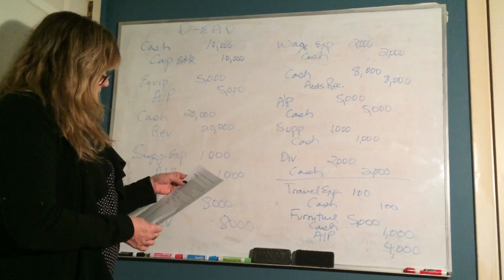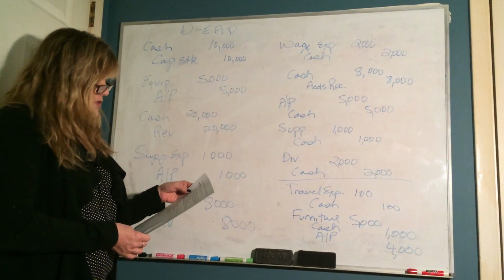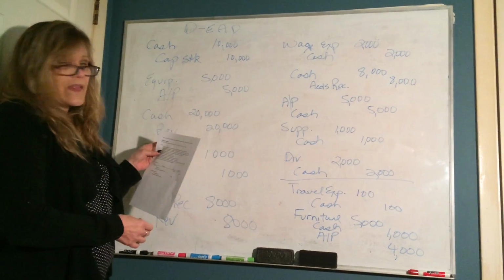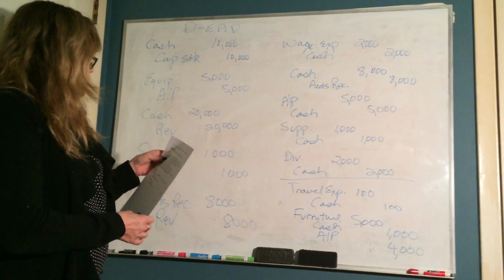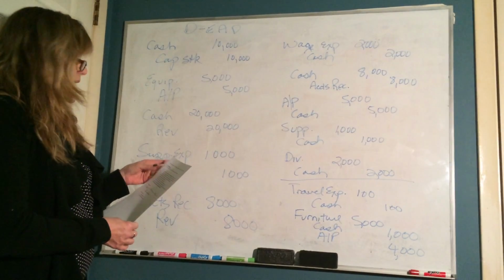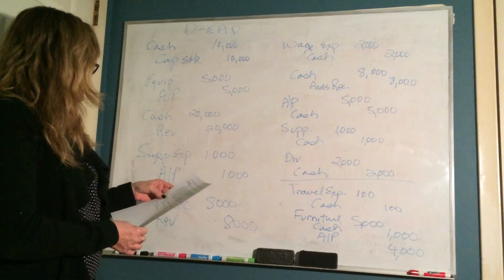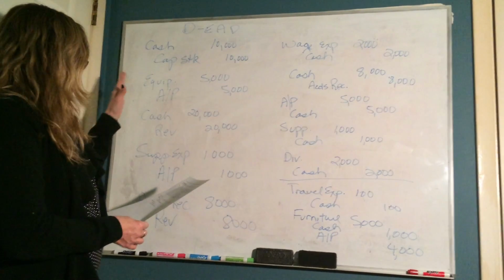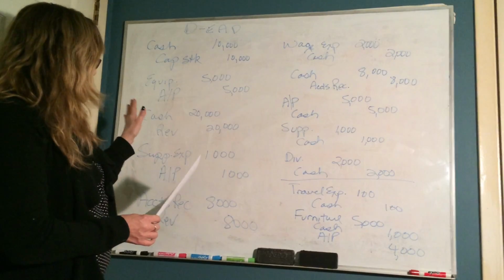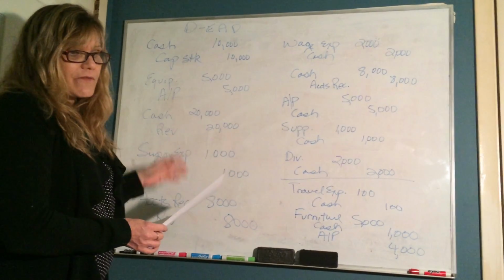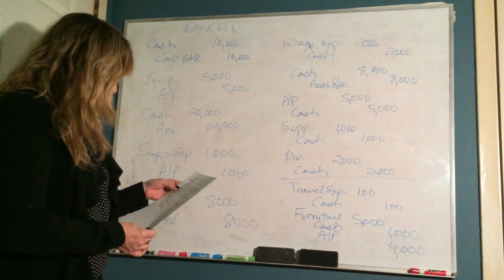Next one is received $20,000 from customers for services rendered. $20,000 cash increases with a debit. Revenues $20,000. That's an equity account. It's increasing with the credit. If you notice, when we do the debits and credits, we indent slightly for those credits. So the debit's flush left and the credit is indented slightly.